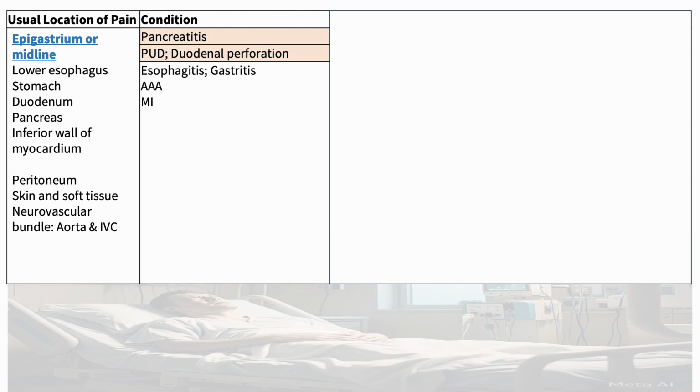A lot of pathologies, probably in acute abdomen, especially in the hospital, pancreatitis and peptic ulcer disease and its complications, including the duodenal perforation, might be the most common ones. Also gastritis, esophagitis, abdominal aortic aneurysm, and another common cause outside of the abdomen is myocardial infarction.